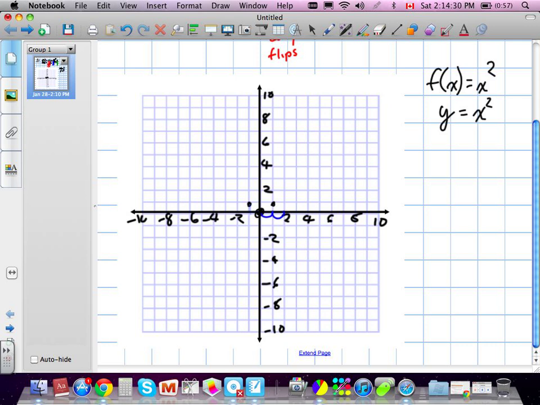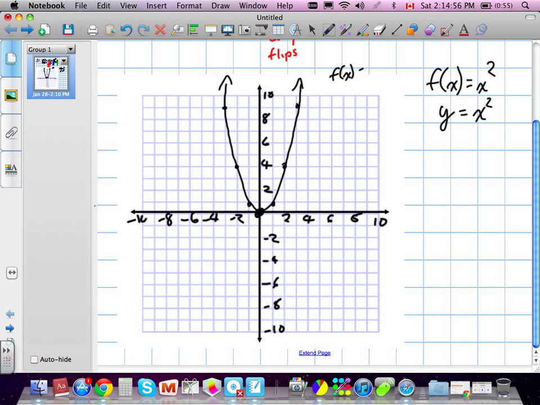2 squared is? Yeah. Negative 2 squared? Yeah, positive 4. Let's say we go over 3 from the vertex. 3 squared is? Yeah. And then negative 3 squared? Okay. So this is our original function. This is the original parabola. So we have f of x equals x squared.